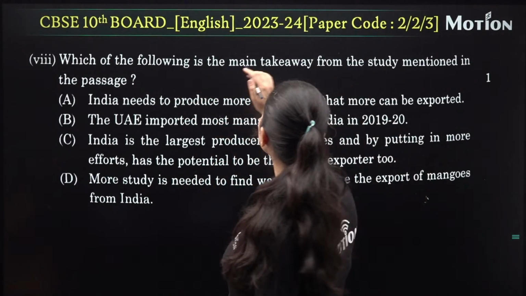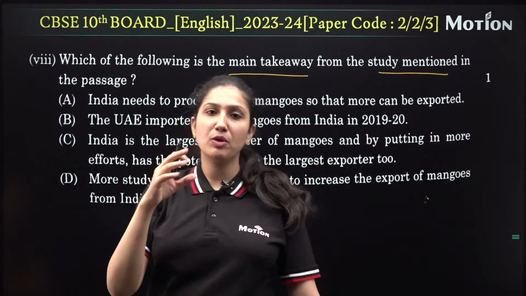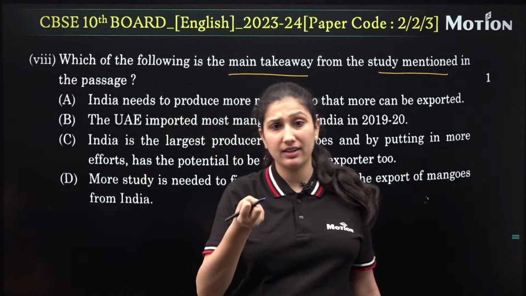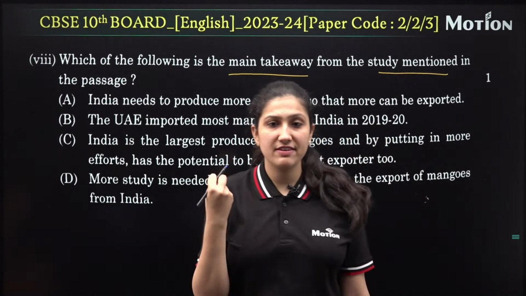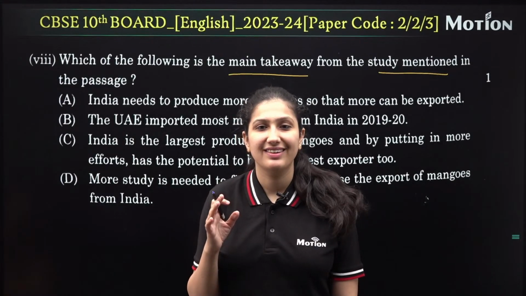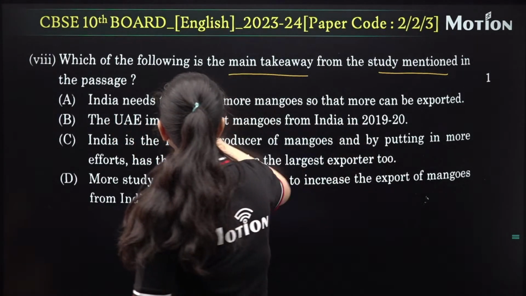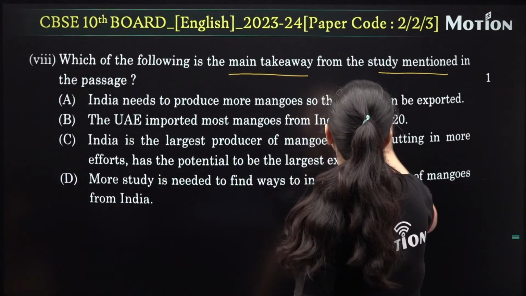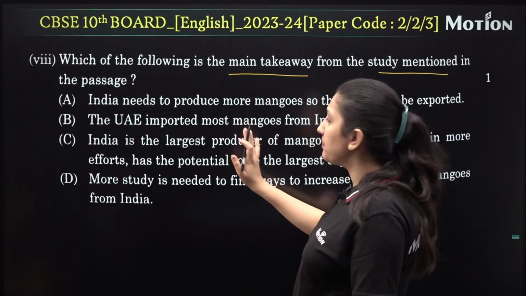Which of the following is the main takeaway from the study mentioned in the passage? Passage में जो आपने पढ़ा, ठीक है? What is the essence of that? क्या उसका जो है gist है? Yes, Huzefa. Am I correct? So, India needs to produce more mangoes so that more can be exported. Option number 1. And tell me आपने क्या tick किया है?